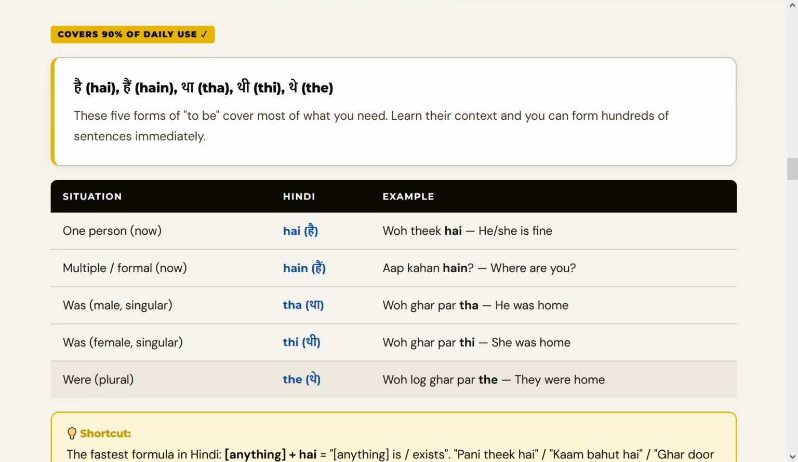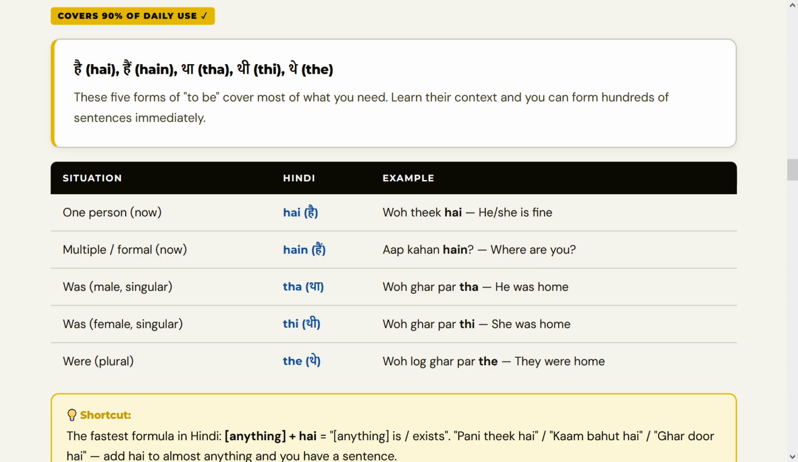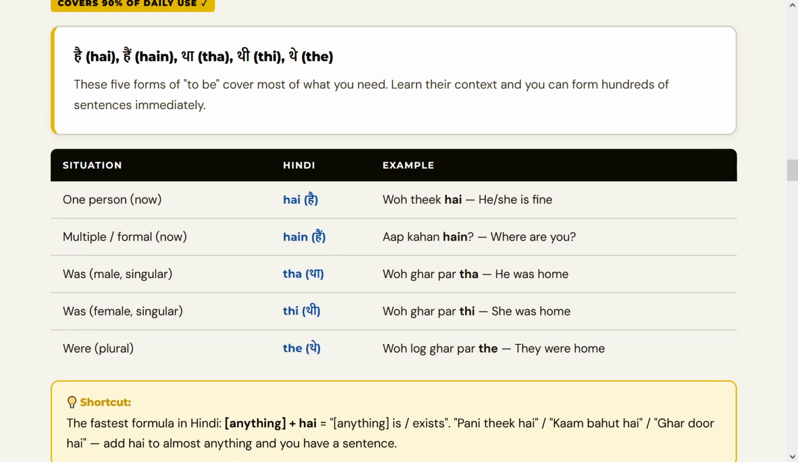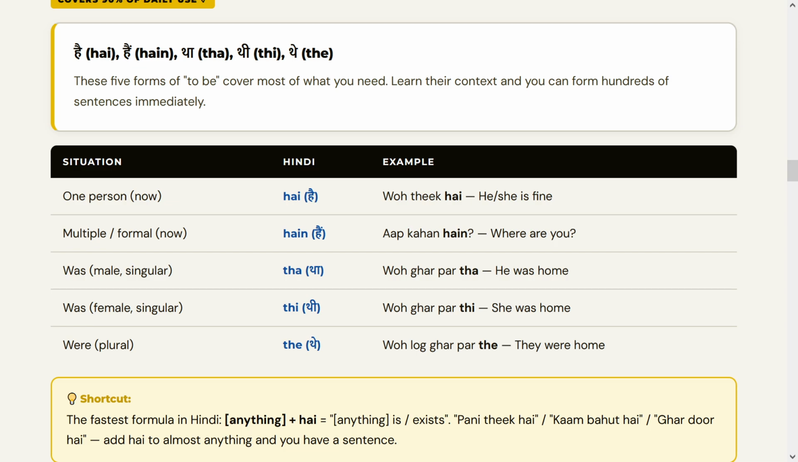पानी ठीक है. The water is fine. काम बहुत है. There is a lot of work. घर दूर है. The house is far. Five forms cover nearly everything you need. Hai is for one person present. Hain is for multiple people or formal address.